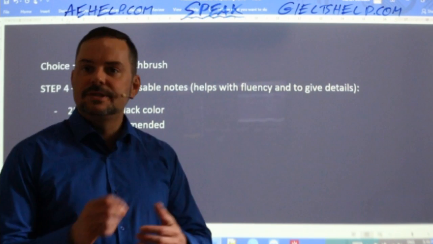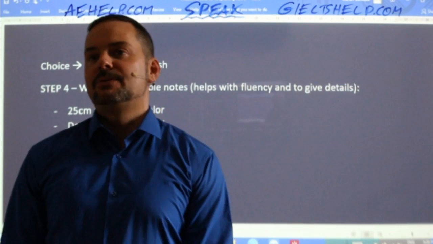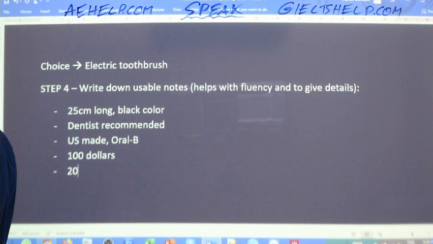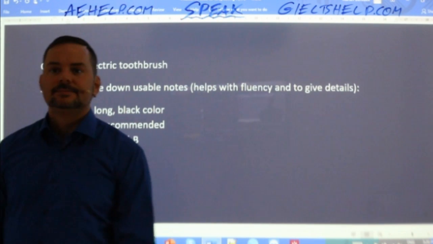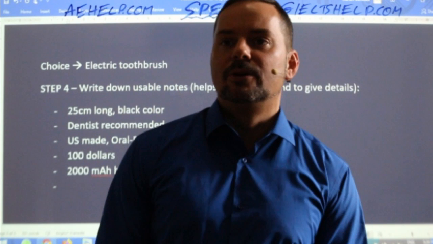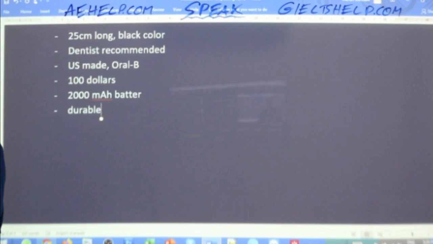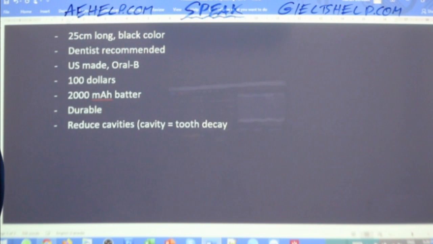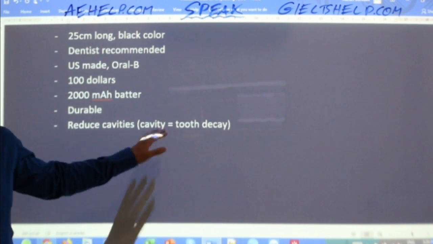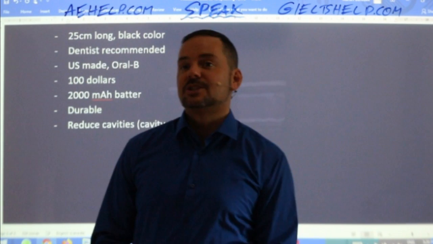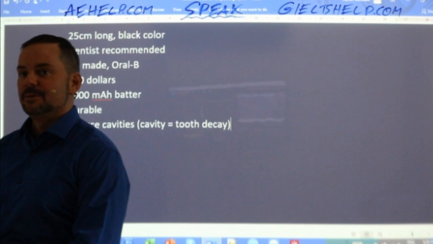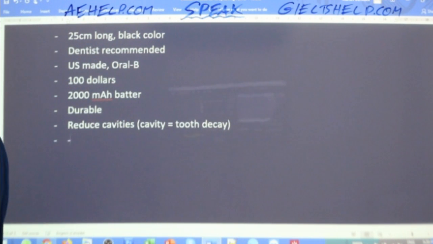Yeah, again, you're building fluency. You're writing these down quickly. Okay, 365 milliampere battery. I would say it's probably more than that. Battery. Durable. All right, teach you some new vocabulary here. Reduce cavities. Okay, cavity is tooth decay, when you get a hole in your tooth. That's what I mean, that it can be difficult to talk about some of these points, so be careful. Sensitive teeth.